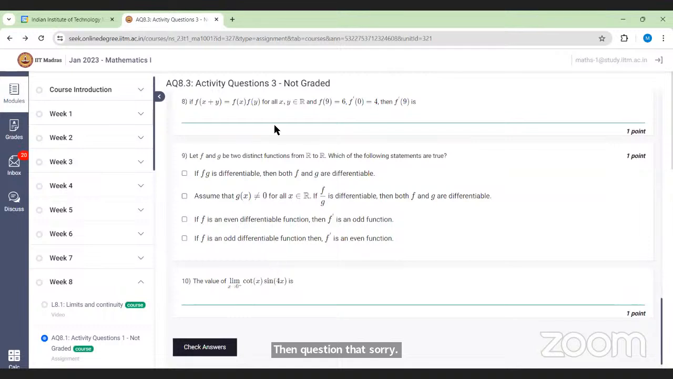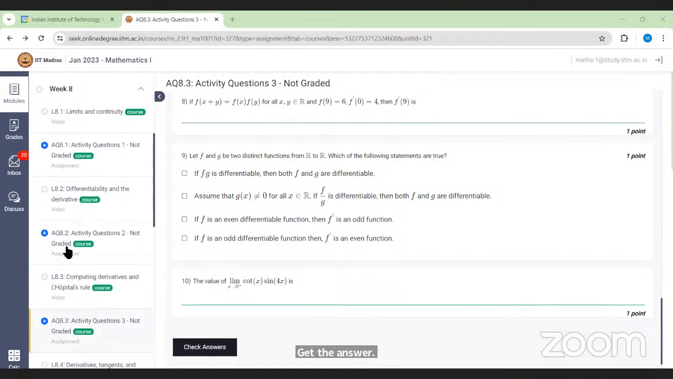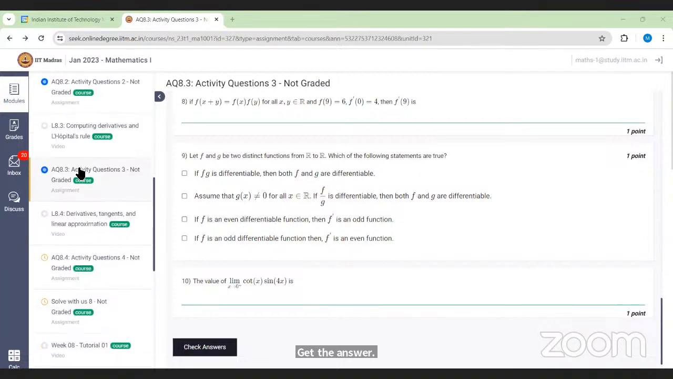Ma'am, we can apply L'Hospital rule, right? Yes, ma'am. We can write cot x as 1 by tan x, so sin 4x by tan x. They both tend to 0. Then we apply L'Hospital rule and get the answer. Yeah, just apply L'Hospital rule. That will be fine. Okay.